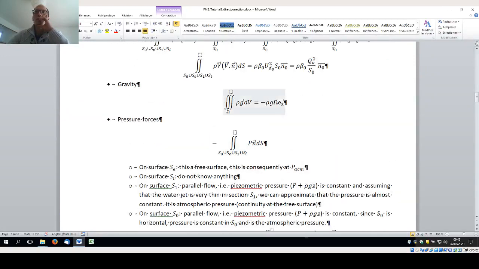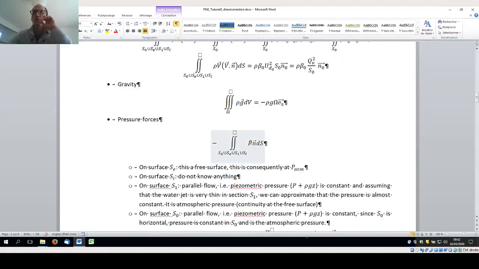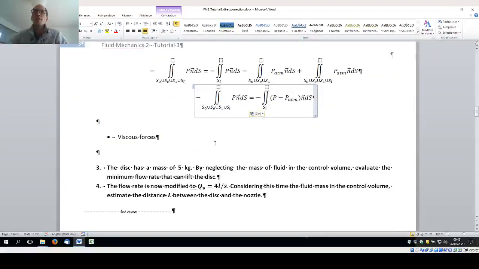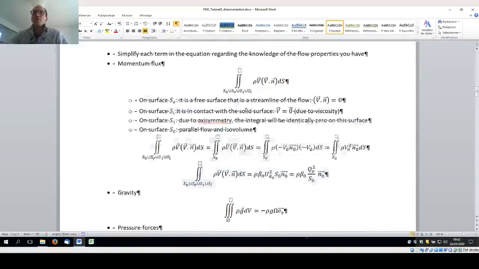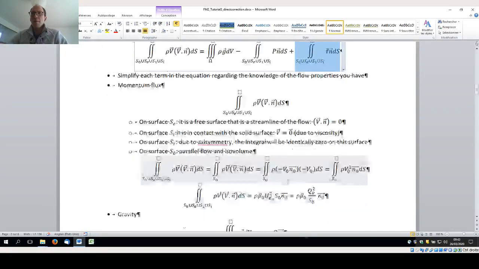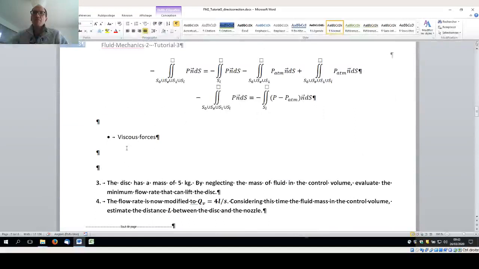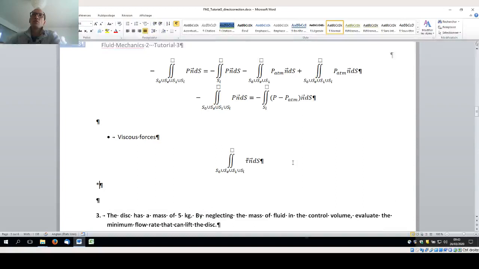So we have done momentum flux, gravity, pressure forces, and the only remaining term is viscous forces. So we just write it. Viscous forces, which is the last term. So for viscous forces, we'll use the same arguments that we have seen in the lecture.